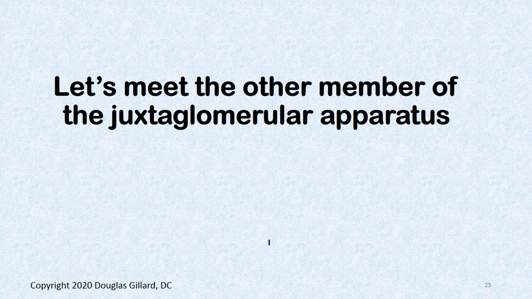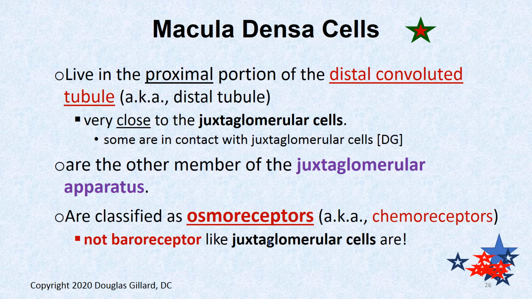Let's finish, though, before we get into this COVID thing, let's finish up the juxtaglomerular apparatus. We haven't talked about the macula densa cells yet. Remember, they live in the proximal portion of the distal convoluted tubule, aka the distal tubule. They are very close to the juxtaglomerular cells, as I showed you already. They are the second member of the juxtaglomerular apparatus. Who is the first member of the juxtaglomerular apparatus?